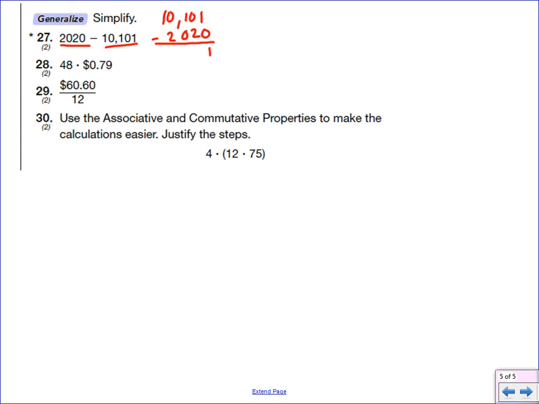So I'll have 1, borrow to give me 10. 10 minus 2 is 8. 0 minus 0 is 0. And then 10 minus 2 is 8. So doing it the opposite way, I get positive 8,081. So then my answer must be negative 8,081, the opposite.